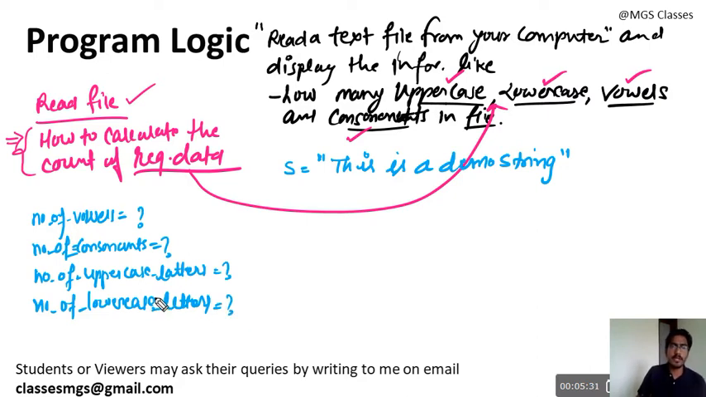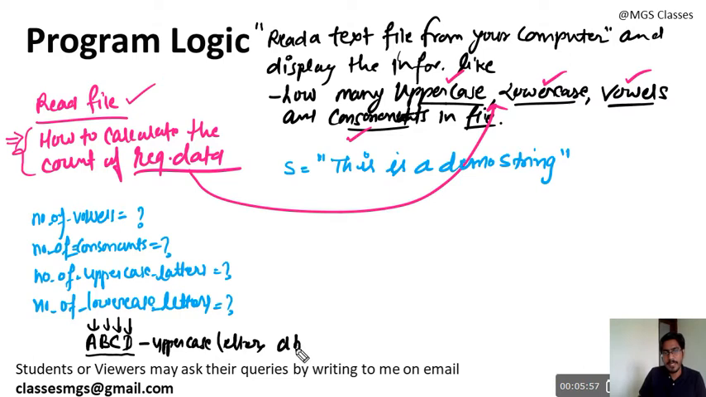If anyone doesn't know what uppercase and lowercase are, for those students I am explaining here. Uppercase means if you are writing A, B, C, D like this, these are known as uppercase. Here this is capital A, capital B, capital C, capital D, these are known as uppercase letters. And what about lowercase? a, b, c, d in small. If you are writing in small, then these are known as small or lowercase letters.